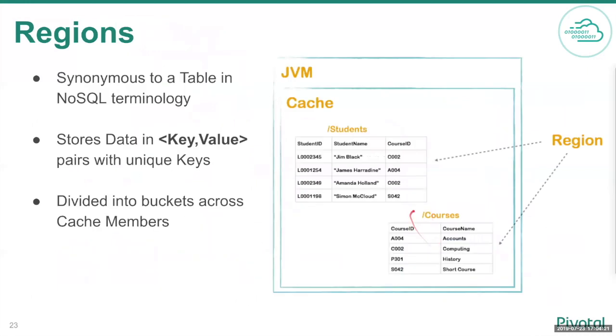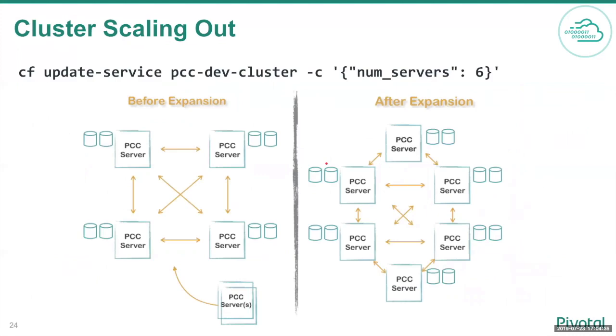So a region is nothing but, you can think of it as a table in a database. So you have students as a region, courses as a region, and then you store your key value pairs with unique keys. That's the architecture itself, and this is a simple command. This shows I started with 5 caching servers, and if I want to scale to 6, that's the command. As I said earlier, you can have any number of caching servers, but only 3 locators.